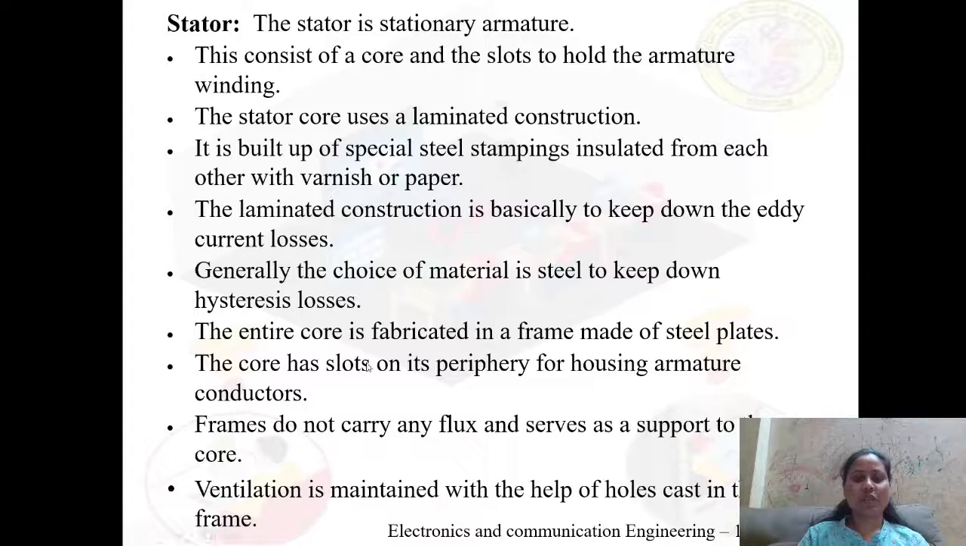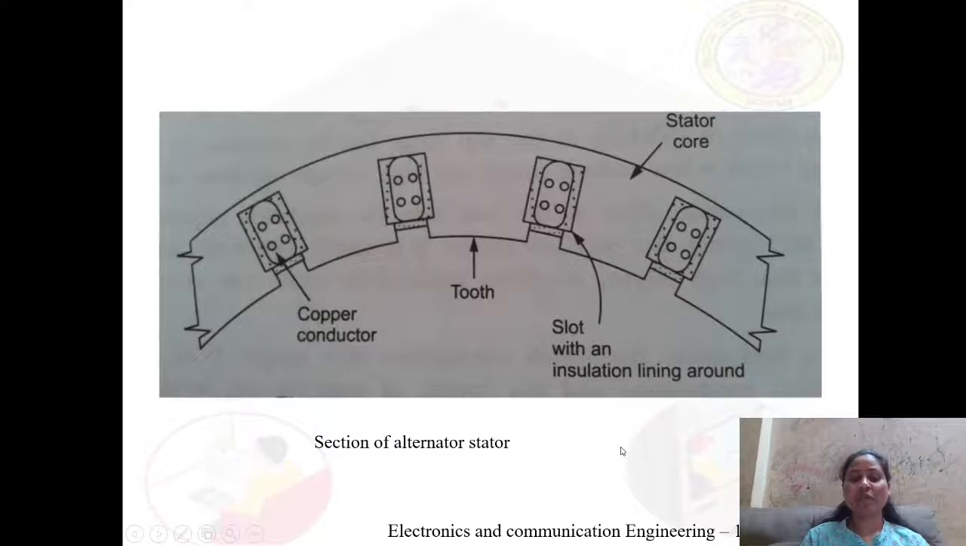Let me just recall one more time. The stator is the static part or the stationary armature. It has a core and slots in the periphery. In the periphery we can have the armature winding, which is nothing but conductors. The stator core uses laminated construction, which helps in keeping the eddy current loss minimal, and the choice of material is steel, which keeps the hysteresis loss minimum. The entire core is fabricated in a frame made up of steel plate. This frame structure will not carry any flux, but it just provides the mechanical support.